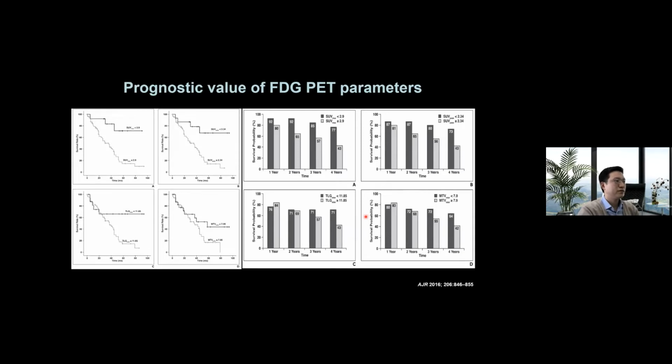So there is not very much literature out there yet, but I think FDG PET parameters could be a good prognostic factor, which could be included in prognostic staging in the AJCC guideline.